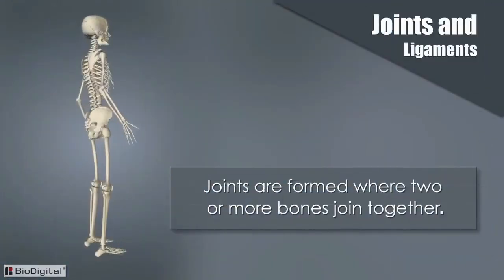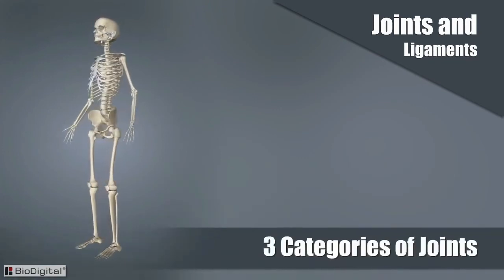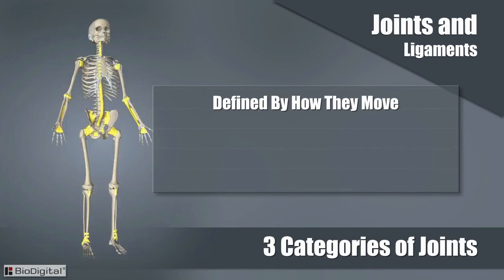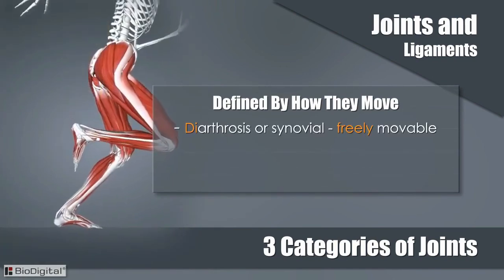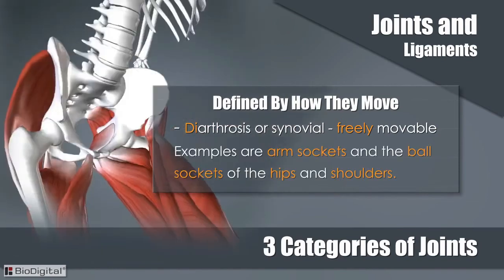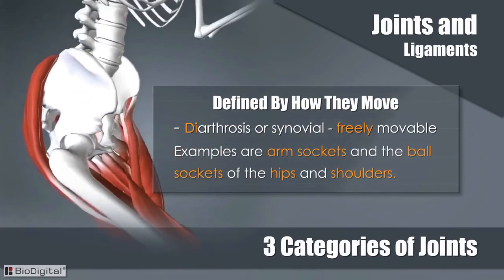Joints are formed where two or more bones are joined together. The joints are divided into three major categories defined by how these joints move. Diarthrosis, or synovial, means freely movable. An example would be the ball and socket of the shoulder and hips.